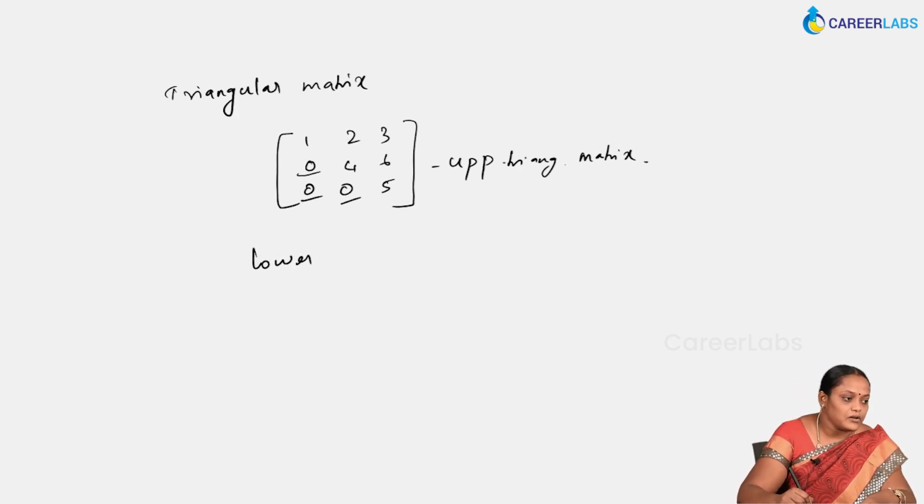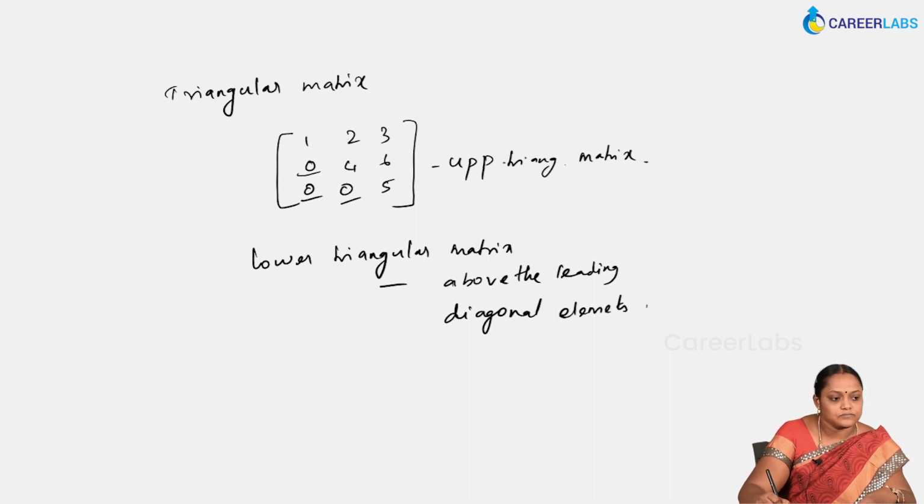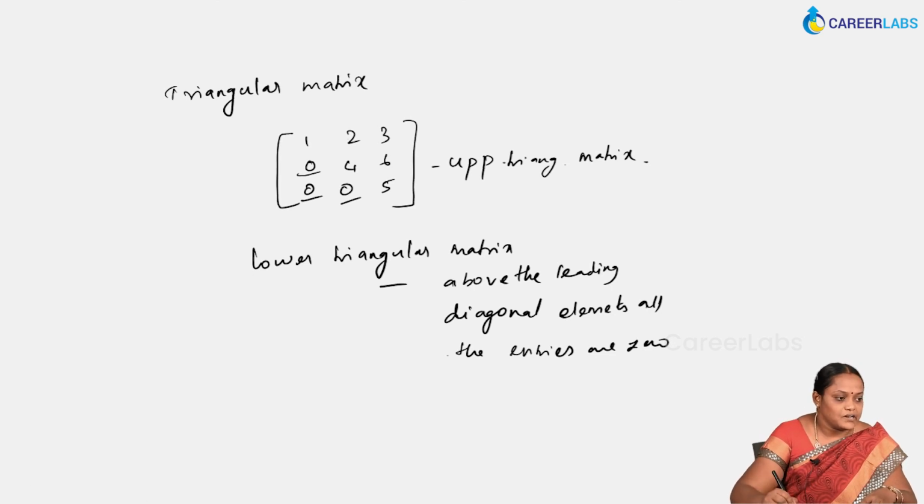For a lower triangular matrix, above the leading diagonal all the entries are 0. Then we call those types of matrices lower triangular matrices.